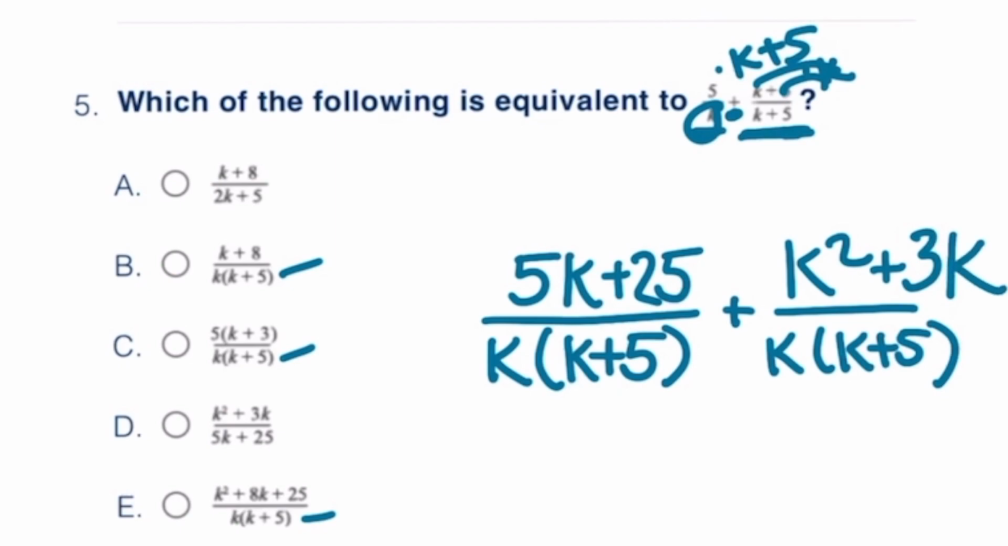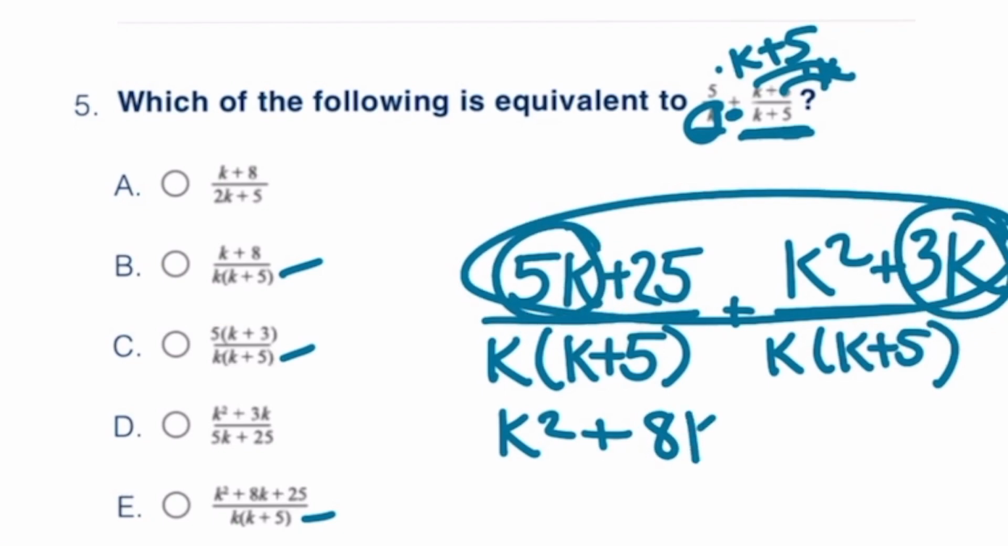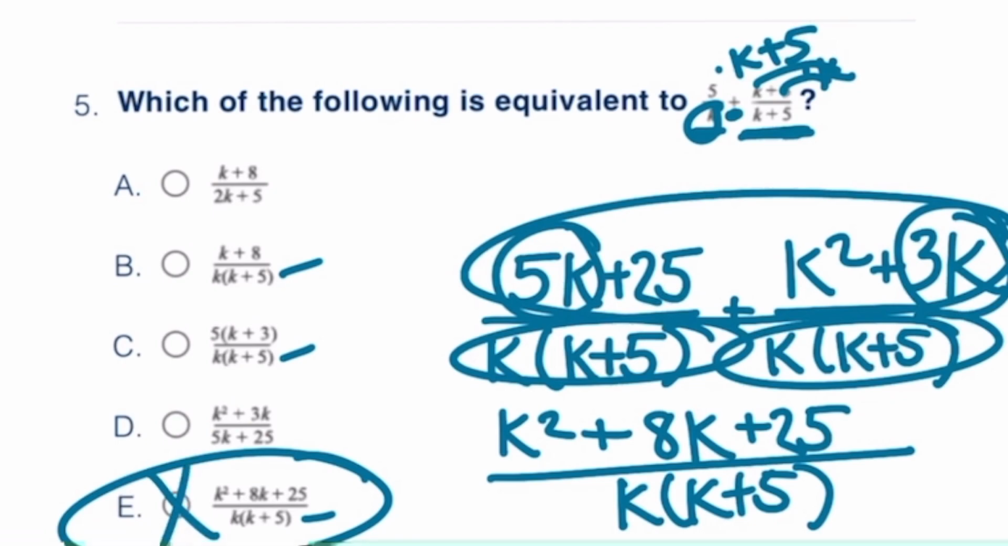Then from here, we're going to add up our top, and then keep our bottom denominator. So k squared doesn't have anything to combine with, 5k and 3k can combine to get 8k, and then again 25 doesn't have anything to combine with, and that's all going to be over that common denominator we found, k times k plus 5, which you will see is actually option E.